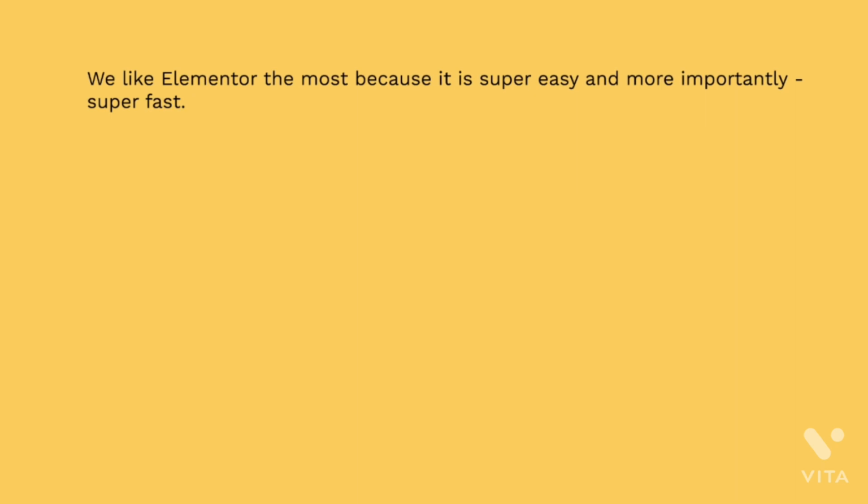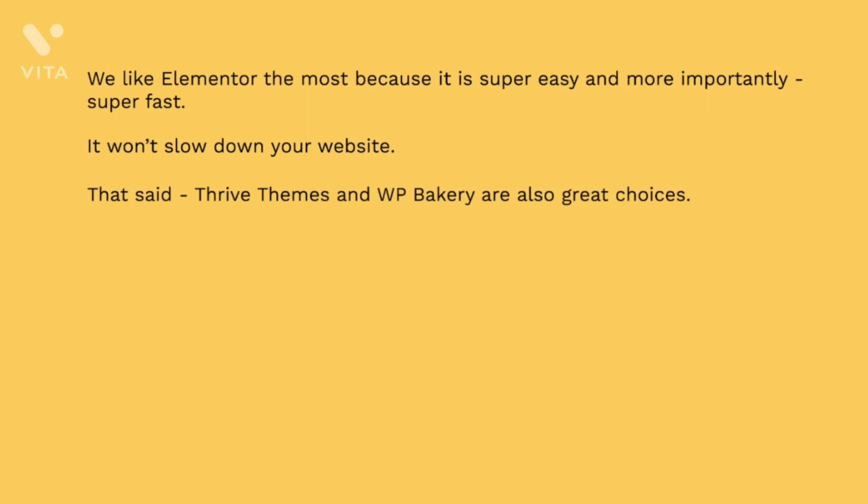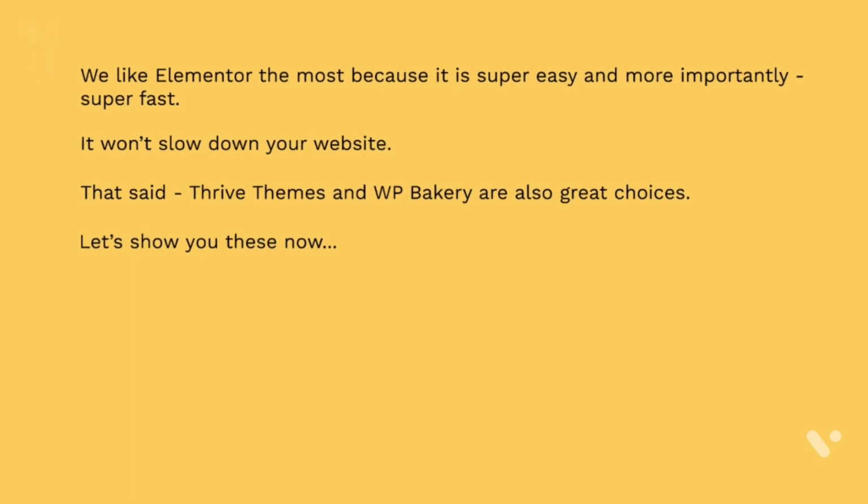One thing to note is that as you begin to add more plugins to your WordPress site, it will actually slow things down. When we've tested things, we found that Elementor has a lot of features, but it doesn't have a lot of coding. So it runs really, really fast and it won't slow your website down. With that said, Thrive Themes and WP Bakery are really, really good choices. So let's go ahead and hop on over to those websites and show you these in action.